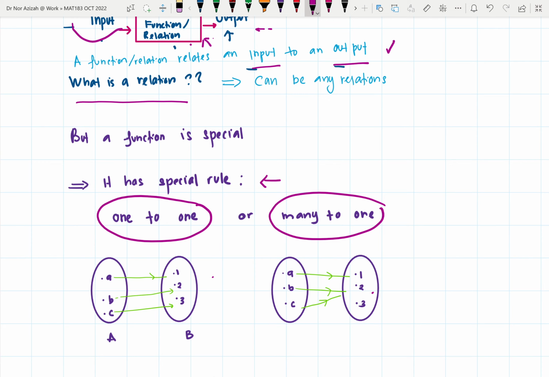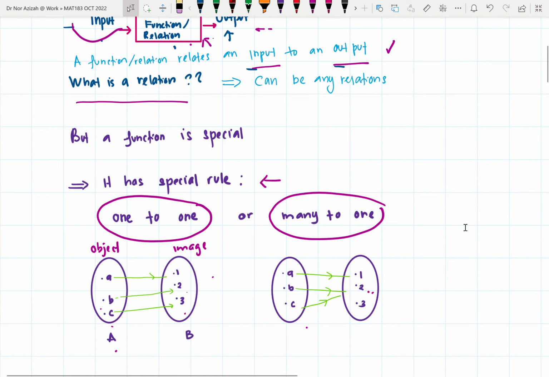Okay, what is one-to-one relation? Satu objek kepada satu image. This one we call the object from the first set A, and from set B we call the image. A to 1, B to 2, C to 3. So that is a one-to-one function or relation. For many-to-one, banyak kepada satu. B and C, banyak, right? Dia pergi kepada satu image sahaja. So we call it many-to-one.